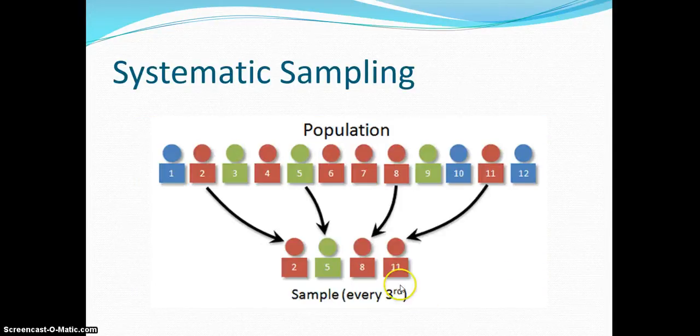Systematic, on the other hand, like we mentioned, this is just an example. Every third person, so you pick the third person, or like the second person you pick, and so on and so forth. So from here it's 1, 2, and then the third person, 1, 2, and the third person, 1, 2, the third person.